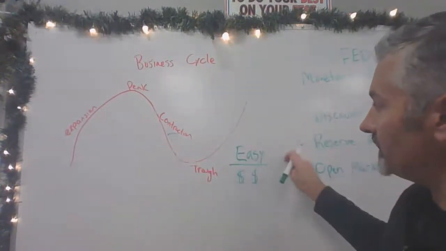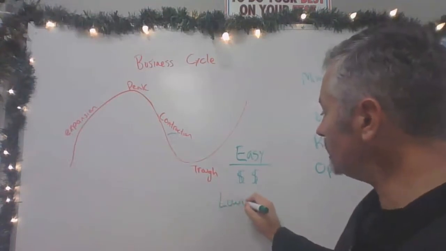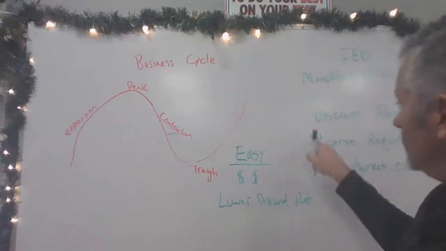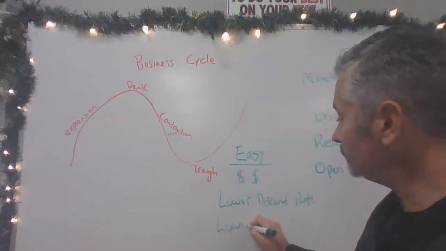So what would they do? In this situation, they would lower the discount rate. They would lower the reserve requirement.